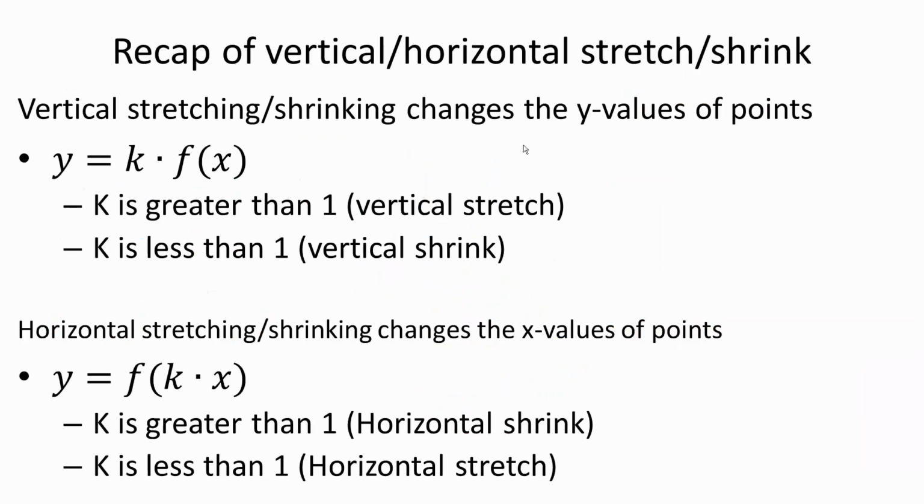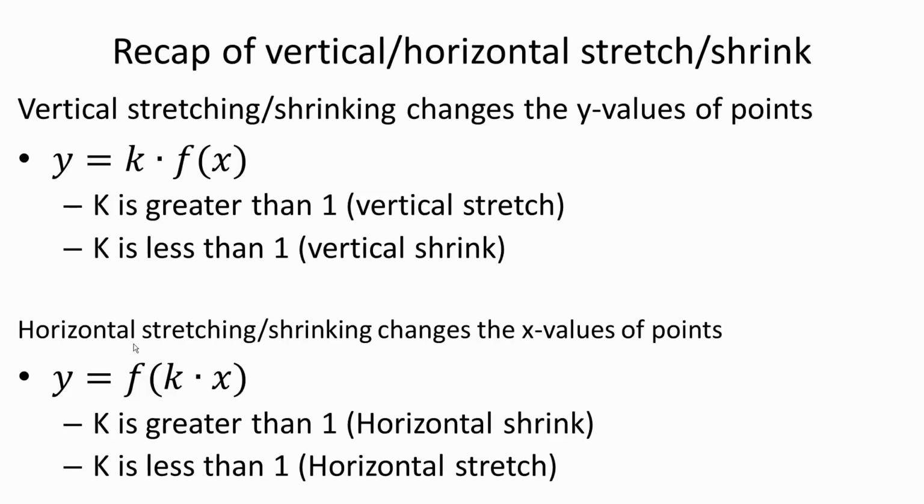So this is just a recap. So if you have a vertical stretch or shrink, it changes the y values of the points. So if k is greater than 1, you would have a vertical stretch. But if k is less than 1, you would have a vertical shrink.